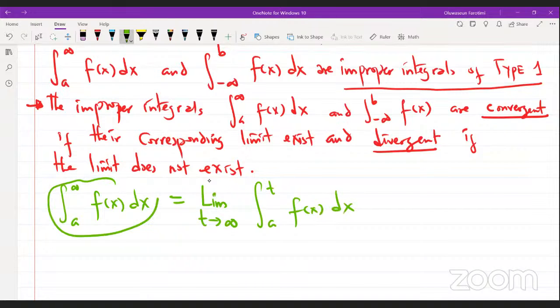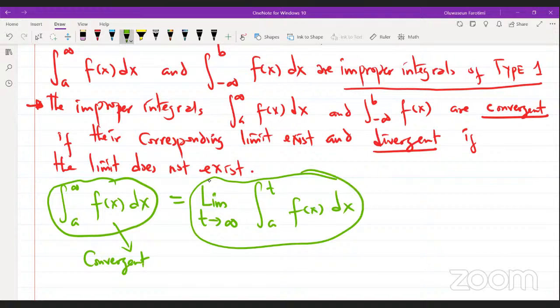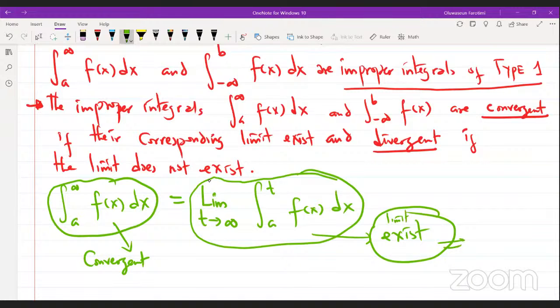Now, when is this said to be convergent? Or when does this integral converge? This integral converges if this limit exists. So the existence of these limits determines the convergence of this integral. If the limit exists, what does that mean? It means that the limit is finite. I hope that's a quick summary.